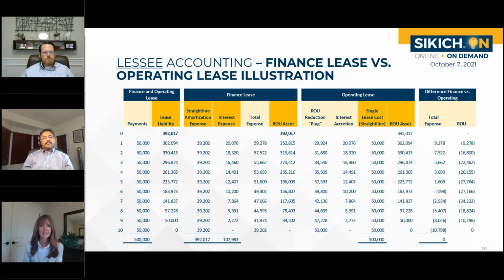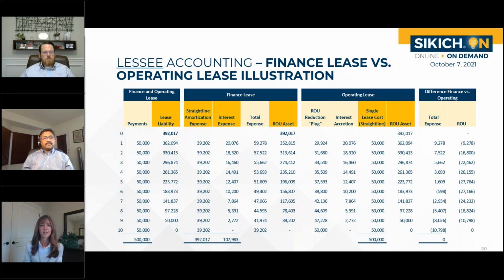In the operating lease section, straight line lease expense is computed by allocating the $500,000 of total expense straight line over the lease term. The ROU asset reduction, or the plug, each period is calculated as the difference between the straight line lease expense and the interest accretion in the column next to it.